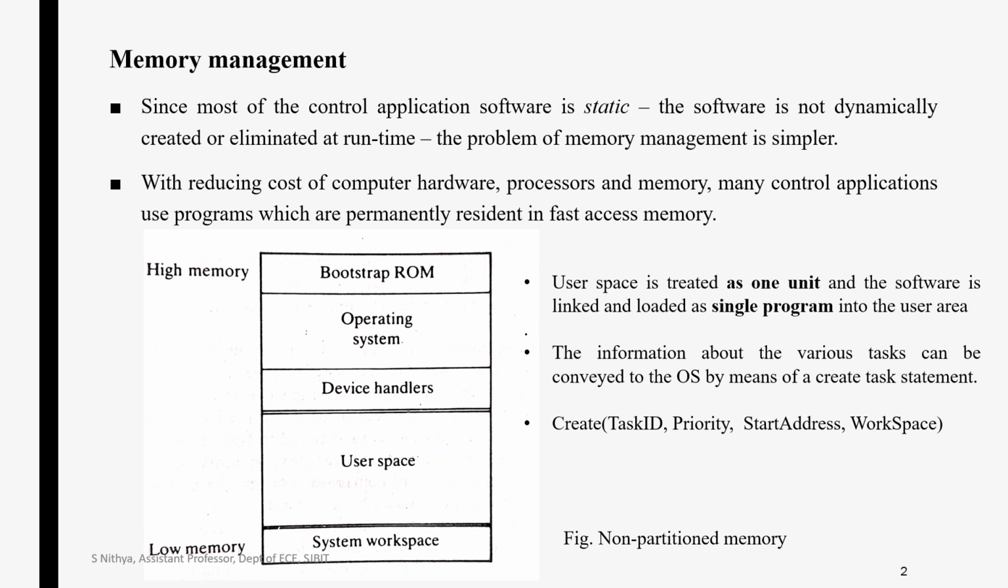All the necessary programs are stored into the bootstrap memory, and the operating system functionalities are stored in the place of the operating system. Device driver and device handling information is stored in this particular field. Here you can see the single user space. Whatever program we need to store must be stored into the user space, and the system workspace is the lowest memory. The user space is treated as one unit, and the software is linked and loaded as a single program into the user area.